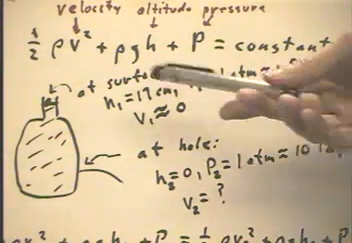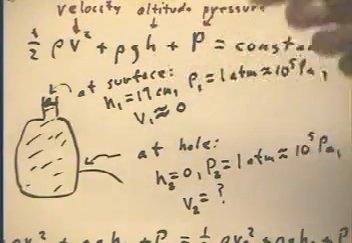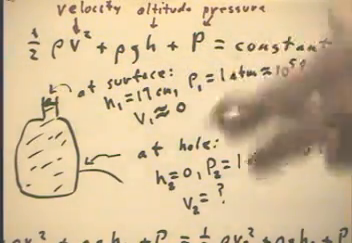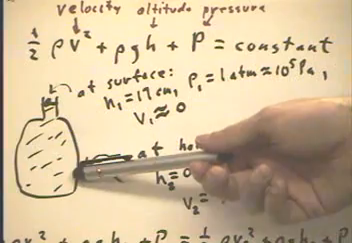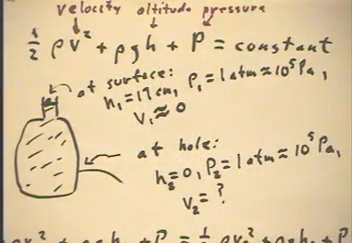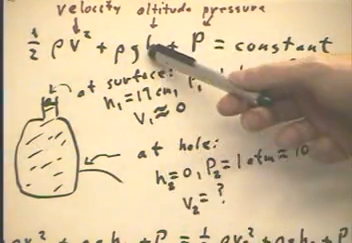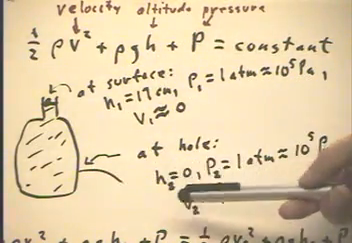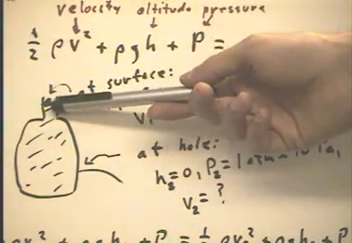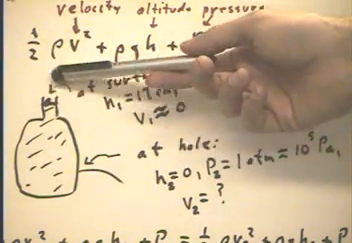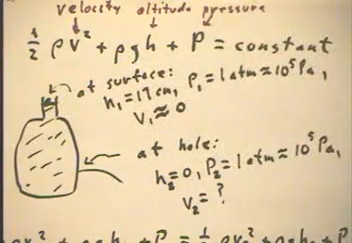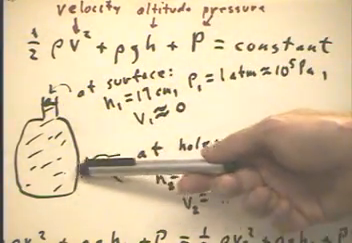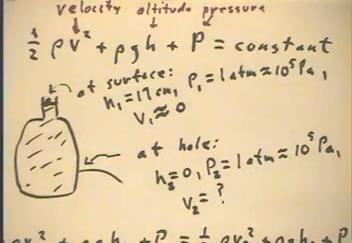Now, if we compare 2 points in this liquid, a point at the surface and the point where the water exits the container, let's make the convention that altitude h is 0 at the altitude of the hole. Okay, so we're going to call the point up here where the water surface meets the air point 1. We're going to call the point where the water exits the container point 2.